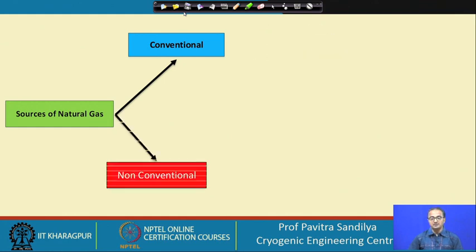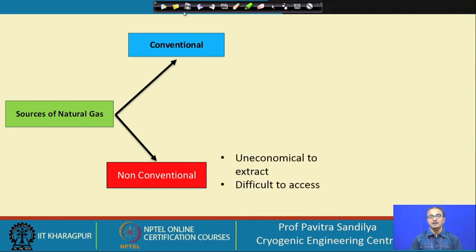So, under these conventional sources we have a few, and then we have non-conventional sources, by which we mean that these kinds of sources are being developed because so far the production of natural gas through these sources is not yet commercial, and these types of sources are very difficult to access.